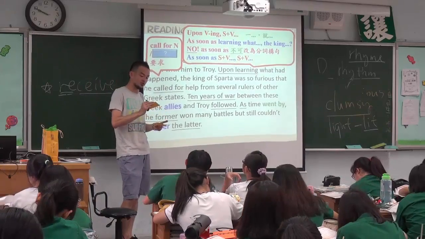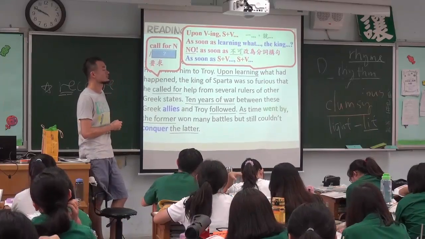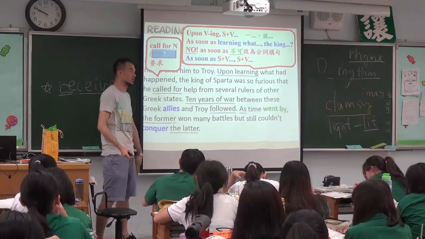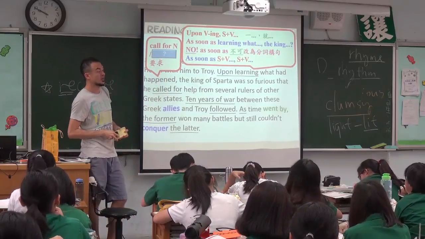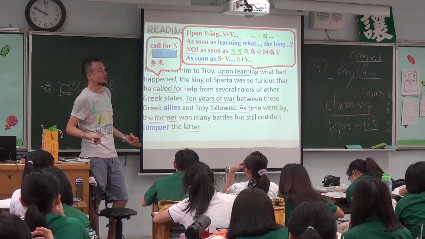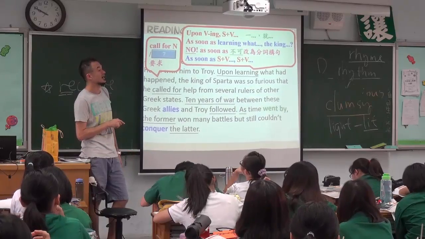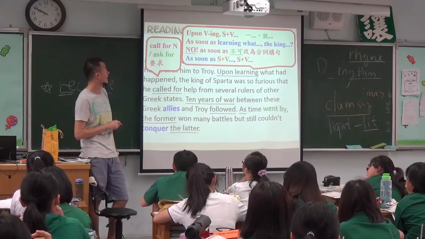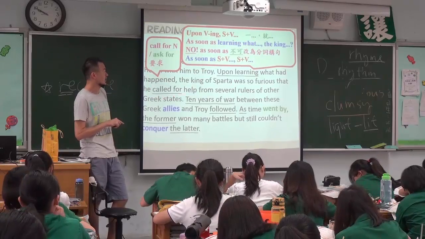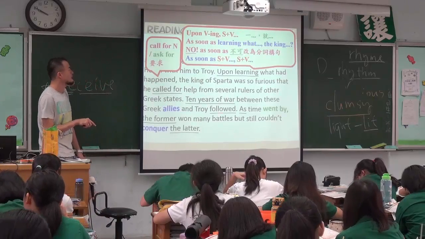要求一件事情 from another person. Jane, call for, also for. 但是动词会有换掉。I need some money for my graduation trip, so I ask for help from my parents. I 要求 ask for help. So here you can say that he was so furious that he asked for help from several rulers of other Greek states. Okay. And here 10 years of war followed.